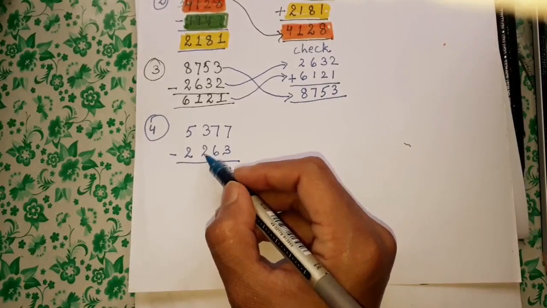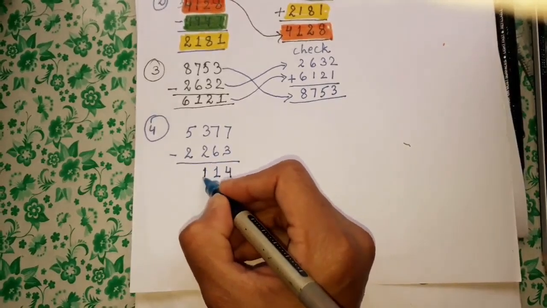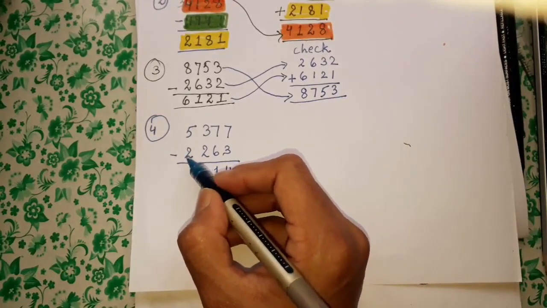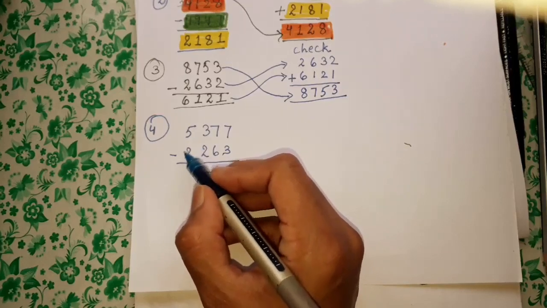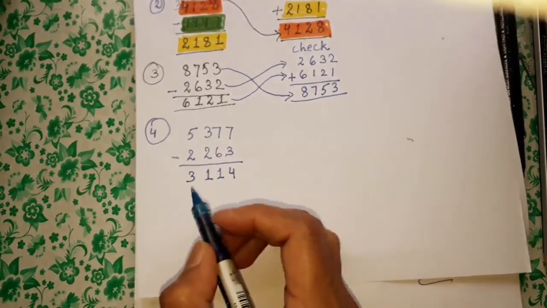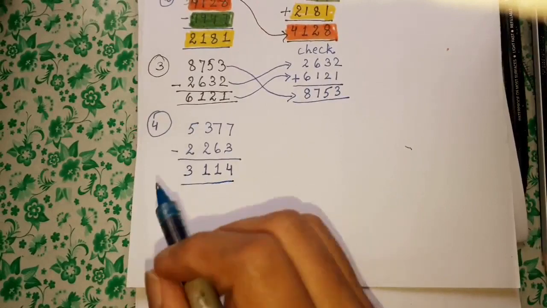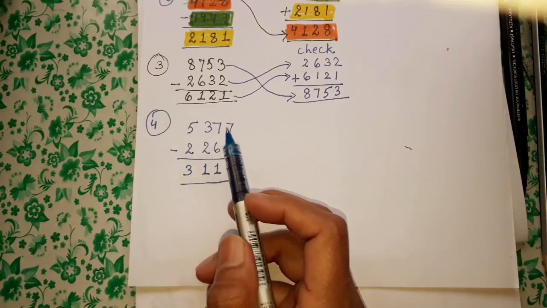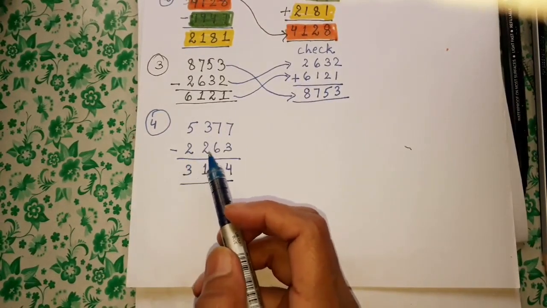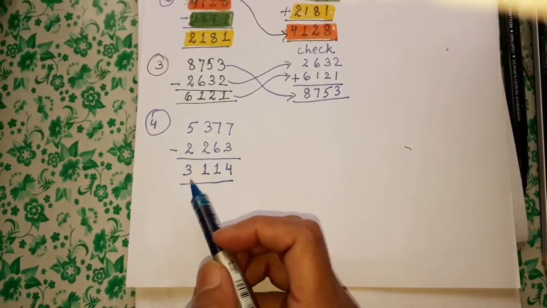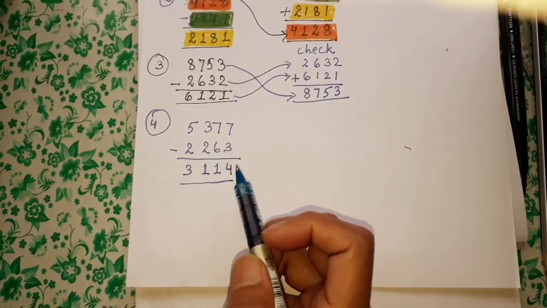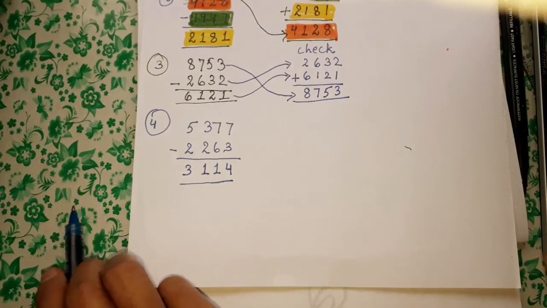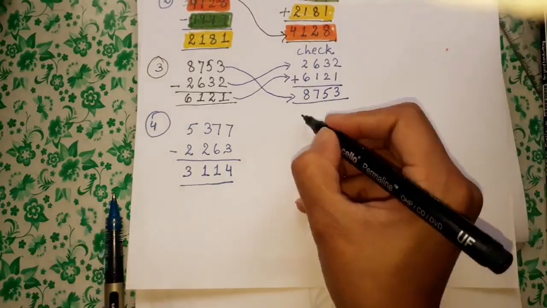Again, when we subtract 2 from 3, we get 1. And last, we have to subtract 2 from 5. We get 3. So, the difference between 5377 and 2263 is 3114. To check our answer, what do we have to do again?